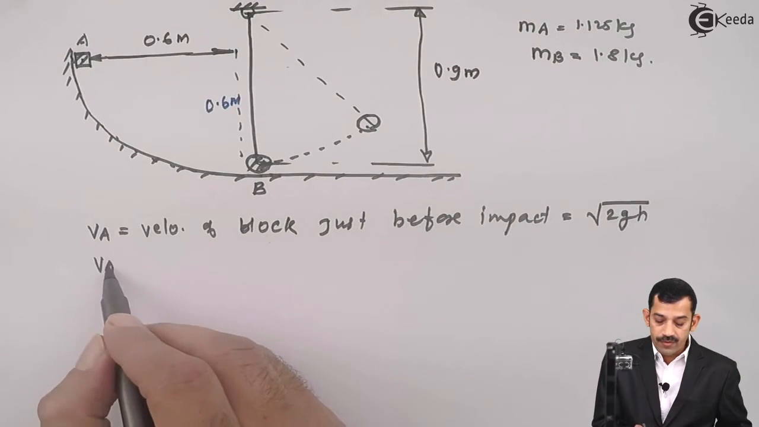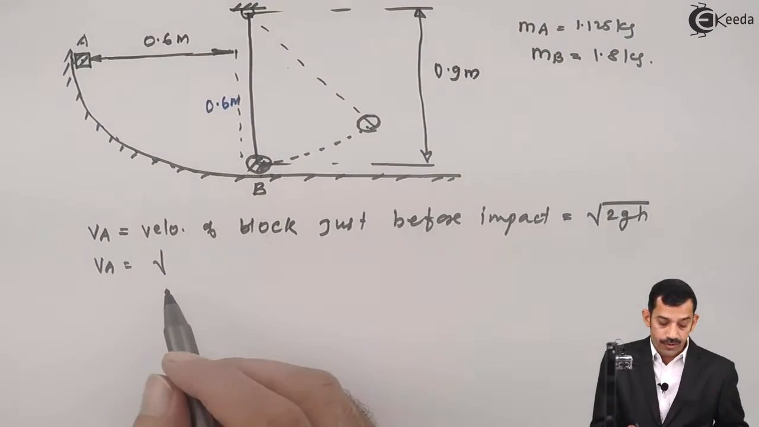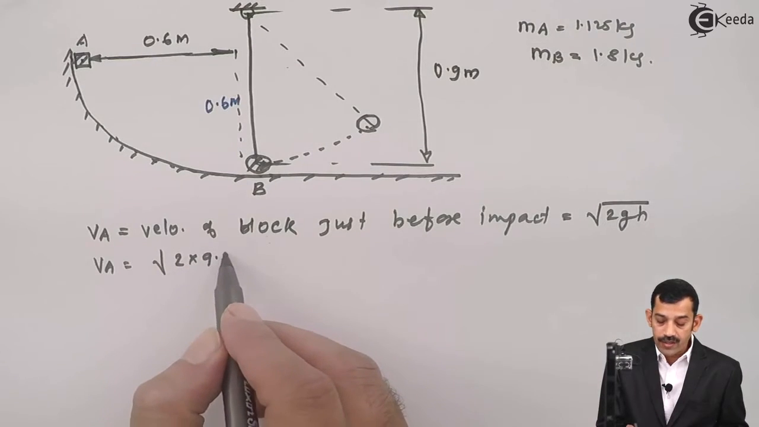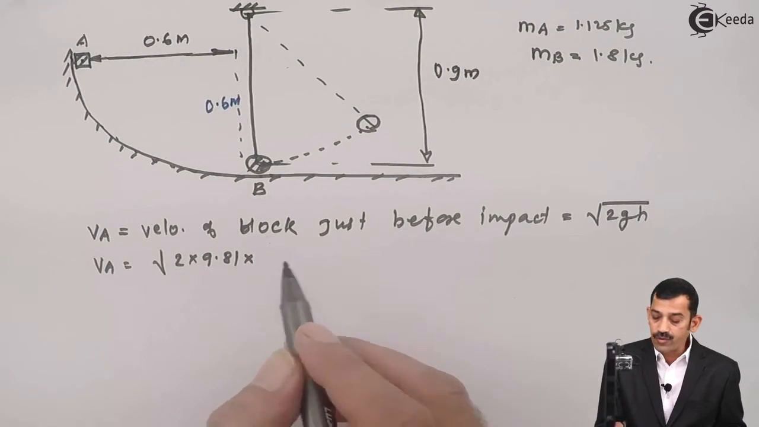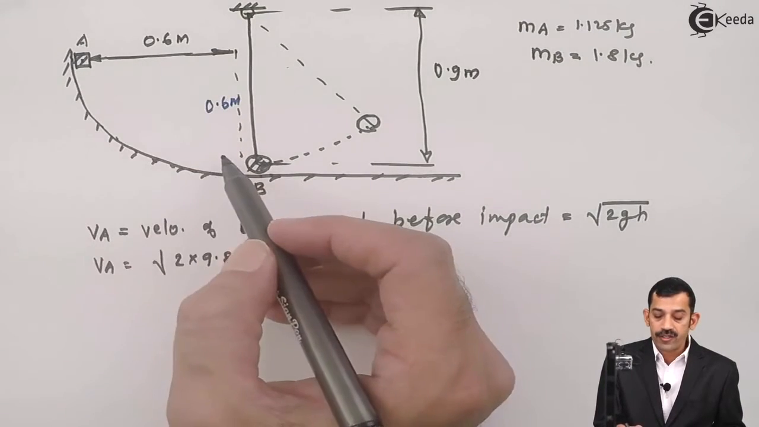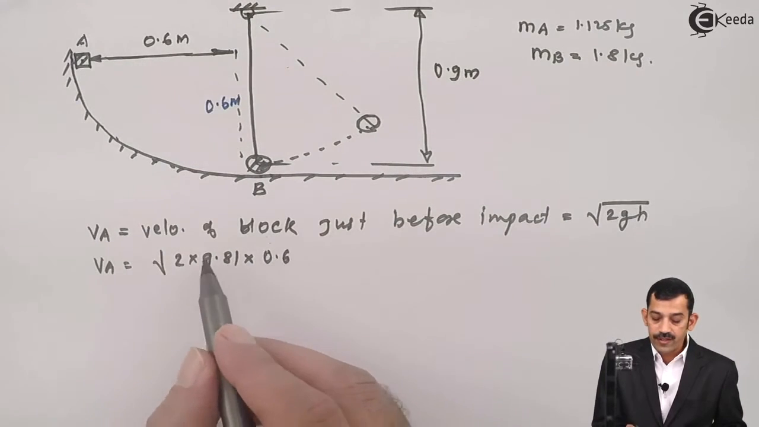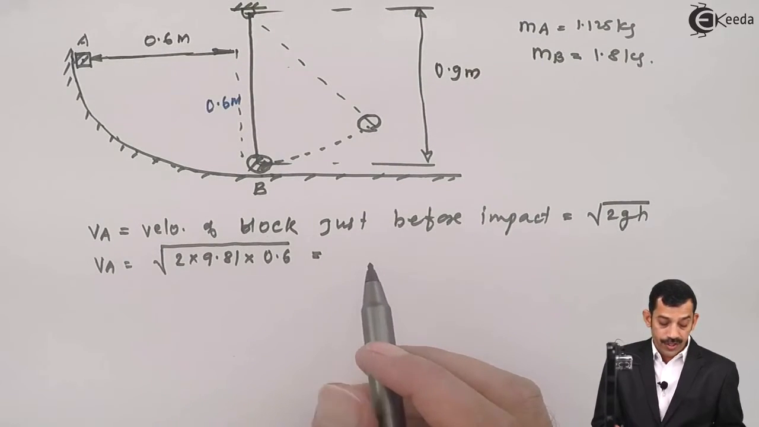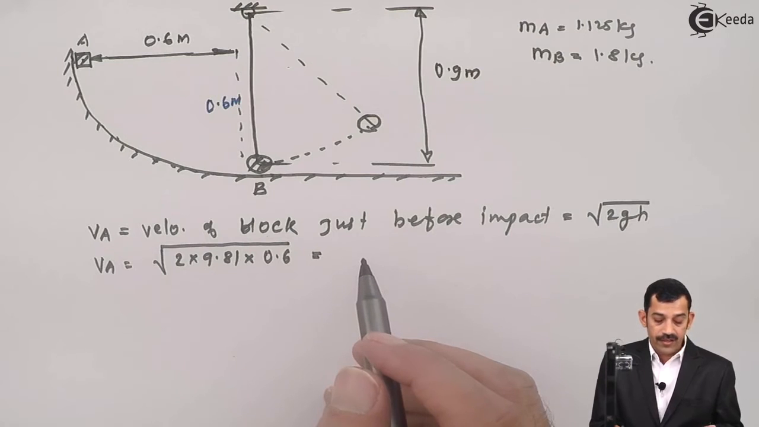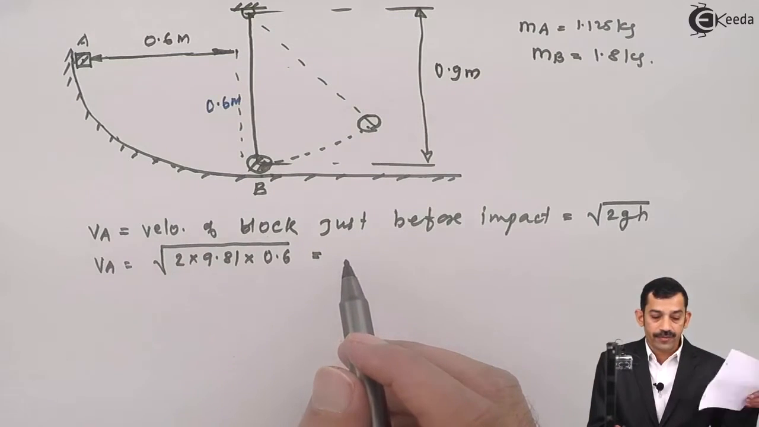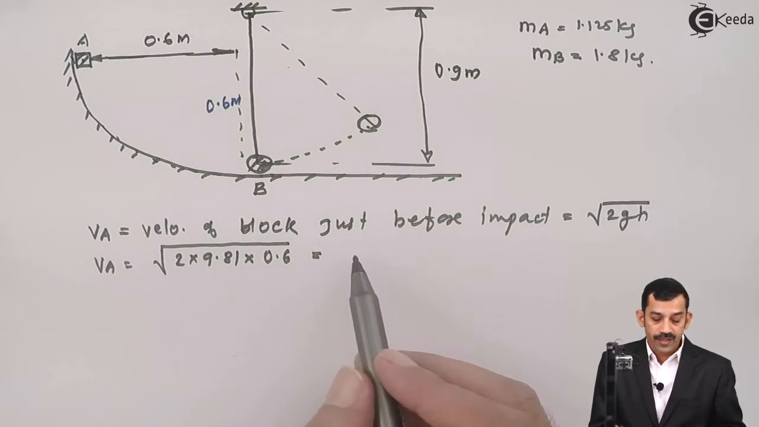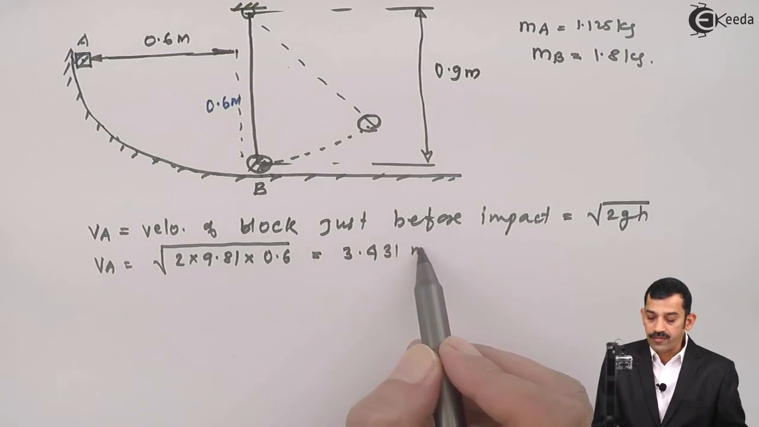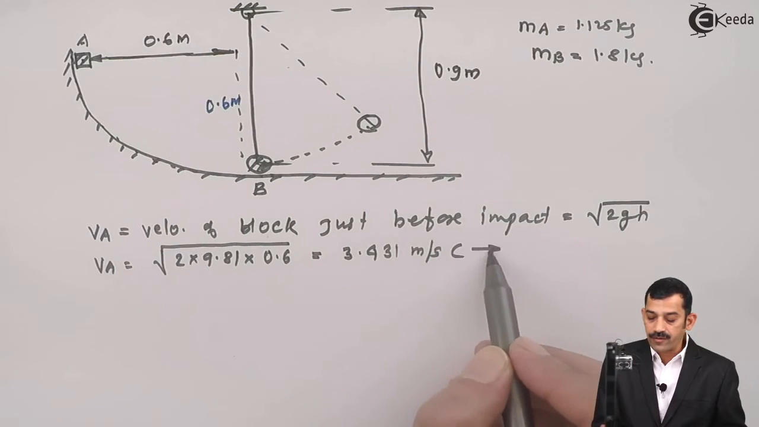That means VA, if we find it here, comes out to be root of 2 into 9.81 into the height through which it falls downward, 0.6 meter. Therefore, the velocity you get here is root of 2gh, and if you calculate using a calculator, this value comes out to be 3.431 meters per second, direction rightward.